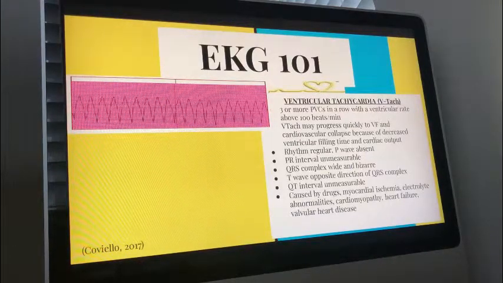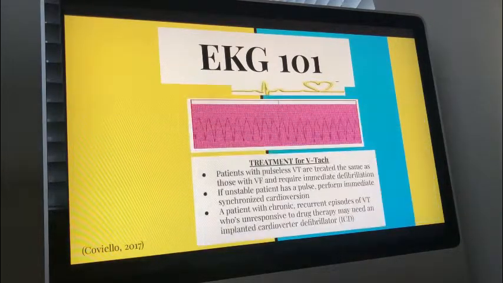It may progress quickly to VFib, or ventricular fibrillation, and cardiovascular collapse because of decreased ventricular filling time and cardiac output. Rhythm is regular, P wave is absent, PR interval is unmeasurable, QRS complex is wide and bizarre, and T wave is in the opposite direction of the QRS complex. QT interval is also unmeasurable, and it can be caused by drugs and myocardial ischemia, etc.